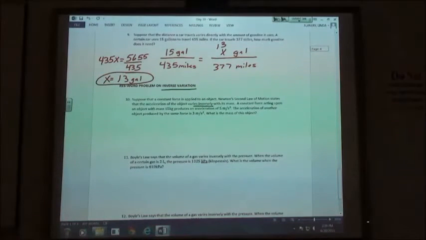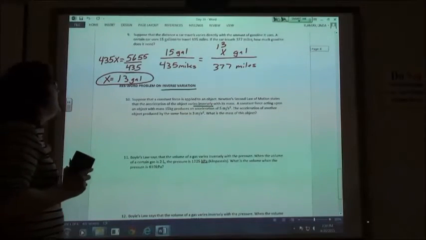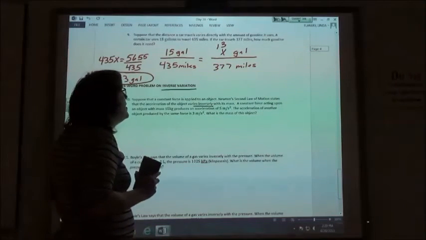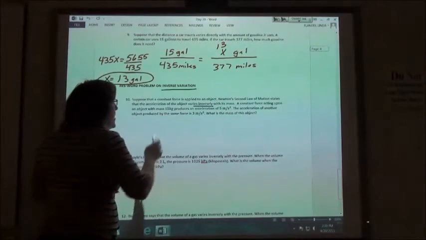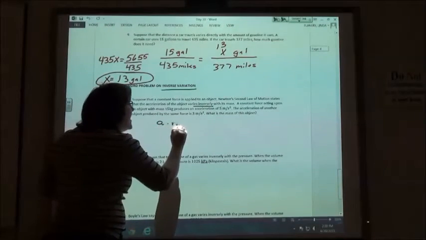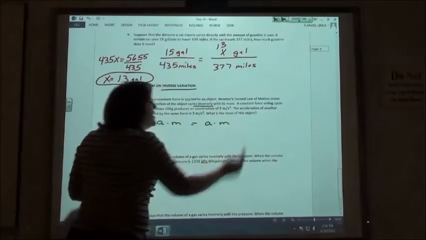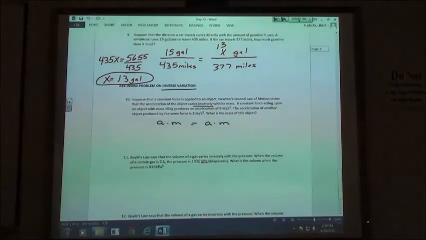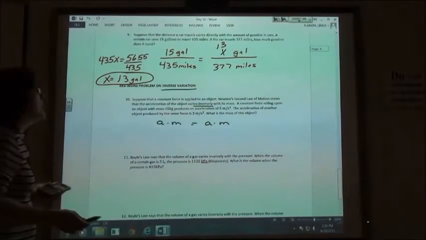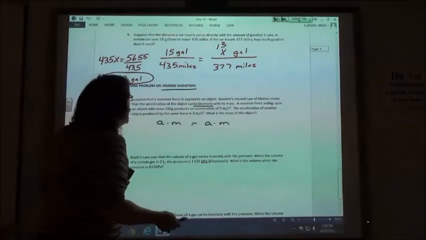Suppose a constant force is applied to an object. Newton's second law of motion states that the acceleration of the object varies inversely with its mass. So I'm going to take the acceleration times the mass of one thing to equal the acceleration times the mass of the other thing. So an object whose mass is 15 produces an acceleration of 5 meters per second squared.